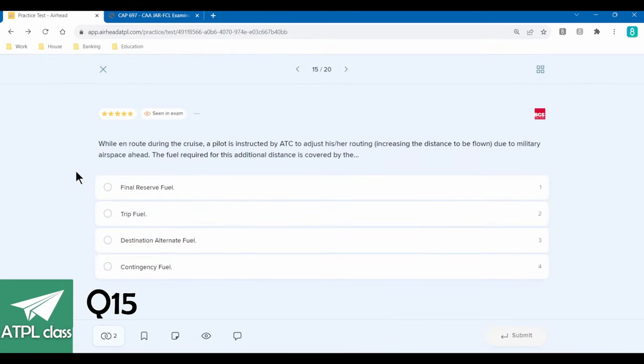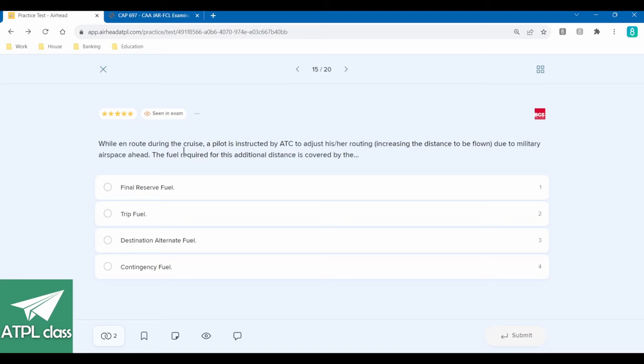Next one, question 15. While en route during the cruise, a pilot is instructed by air traffic control to adjust their routing, increasing the distance to be flown due to military airspace ahead. The fuel required for this additional distance is covered by the: taxi, trip, contingency, alternate, final reserve, extra. Taxi is for taxi, trip is for trips, contingency is for anything unseen, alternate is for the flight to the alternate, and final reserve is about 30 minutes of holding fuel, or 45 minutes of cruising fuel if you are in a piston-powered aircraft. Extra is any extra, and then you can have additional for additional procedures as well.